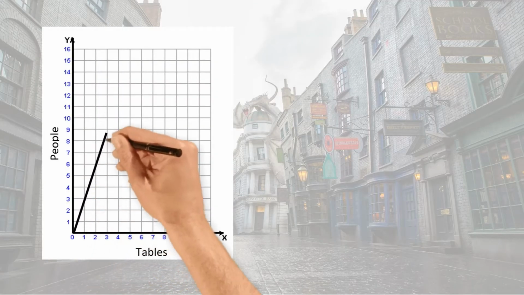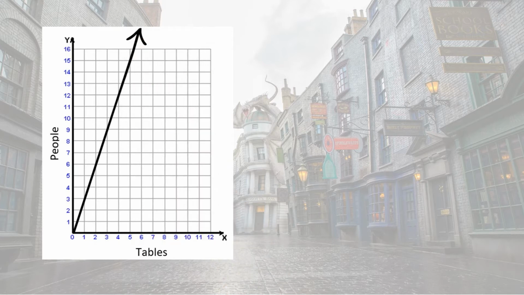Hedwig decided to make a graph representing the number of people and tables outside of the Hopping Pot. He noticed a point at 4,12 and another point at 3,9. Hedwig recalled that the constant of proportionality is written as y over x, so he took the point 4,12 and wrote it as 12 divided by 4, which equals 3.